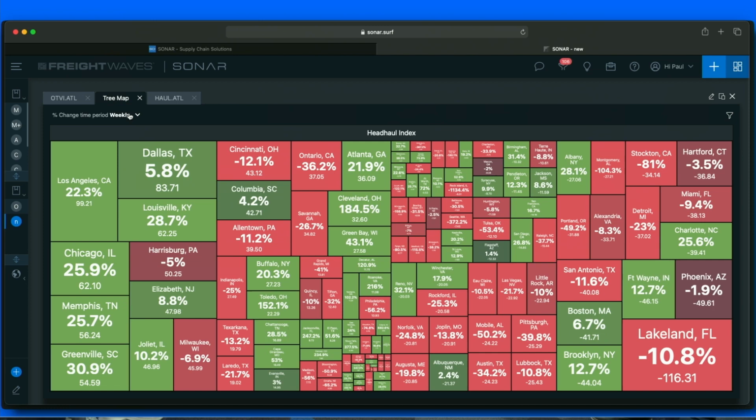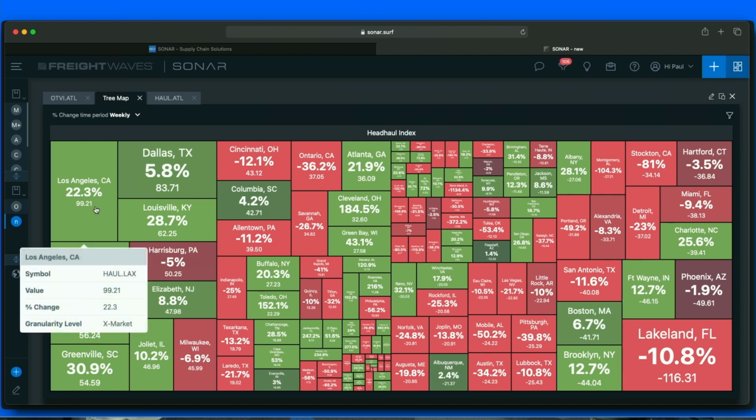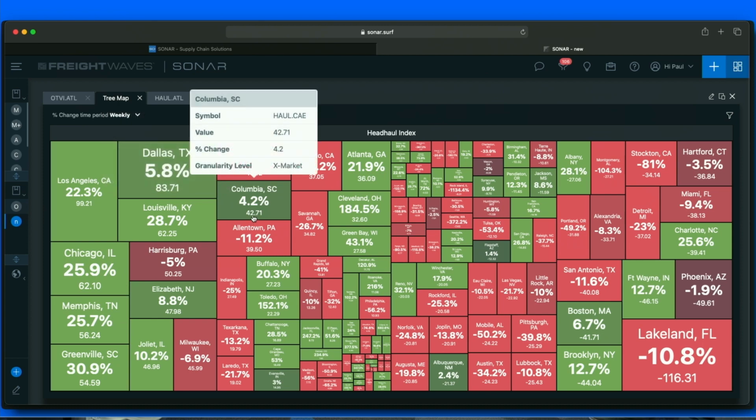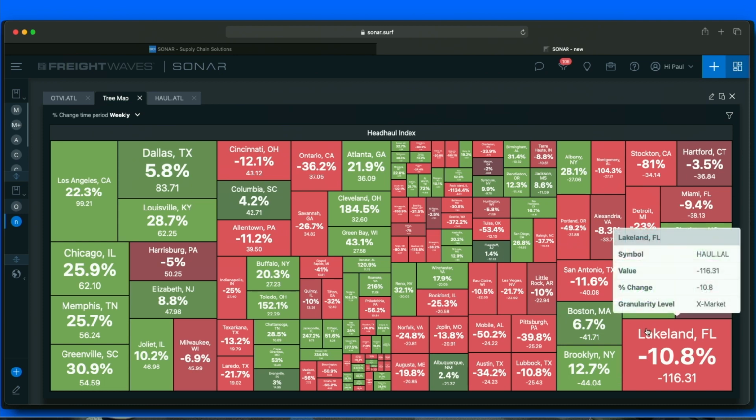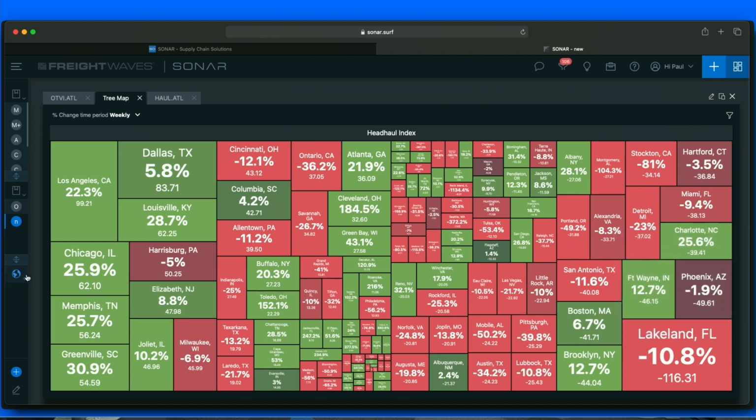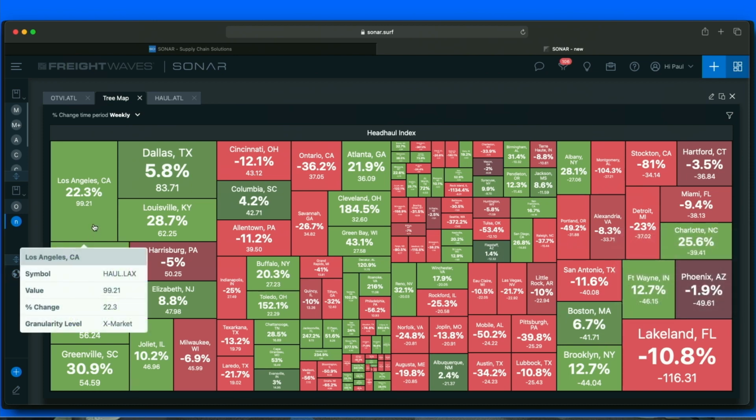And the way you read these tree maps is that the highest value is in the top left, and then the lowest number. In this case, we are working with negatives. The furthest negative we have is Lakeland, Florida, down here. So ultimately, we've got Los Angeles here, a positive 99, indicating that there is much more freight outbound than there is capacity coming inbound.